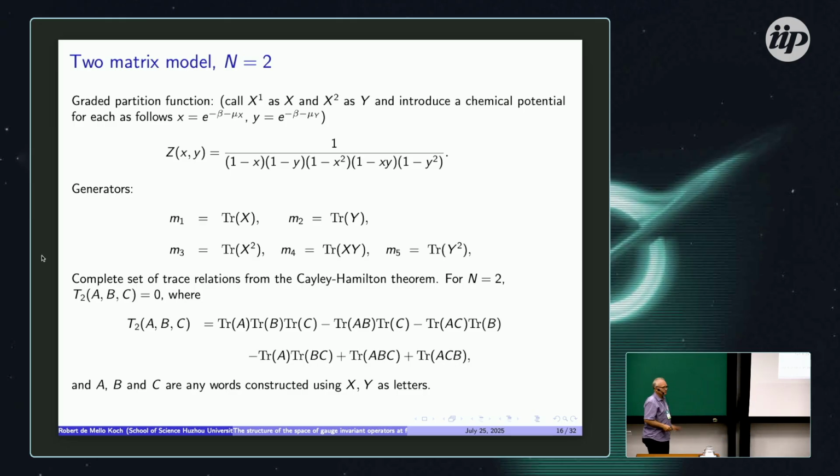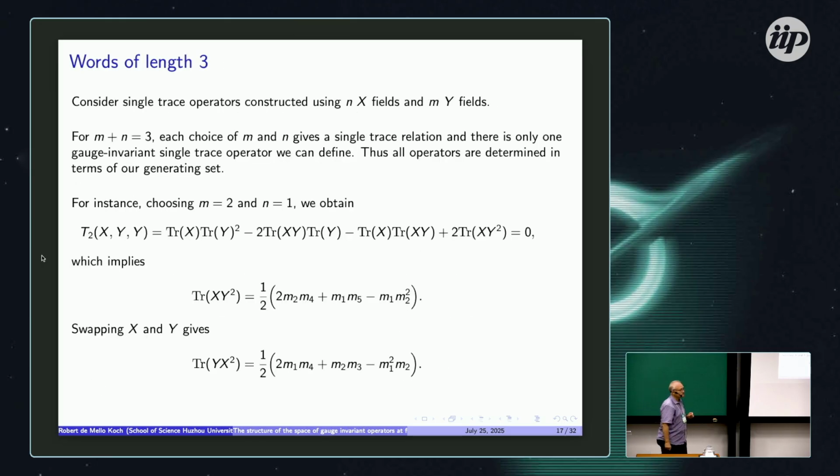Okay, so let's warm up and do just 2 easy cases. So let's first of all look at single traces of length 3. So now I'm looking at a trace of a product of 3 matrices. Can I write those using the trace relations? Well, this is very easy. I'm going to say I've got n x's and m y's, little n x's and m y's. And for each choice of m and n, I want n plus m to be 3 if I'm looking at words of length 3. For any choice of m and n, there's a single trace operator I can write.